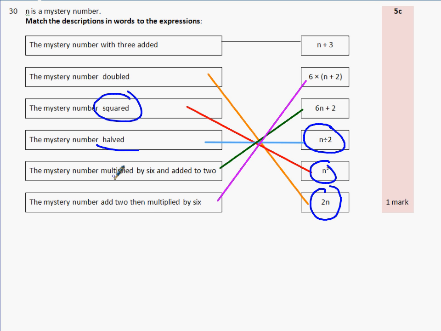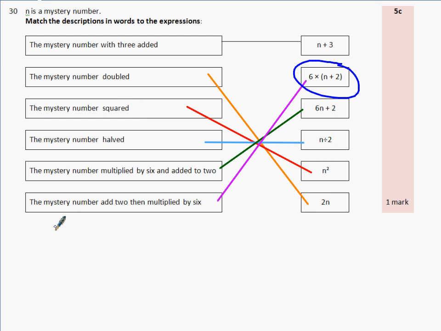The mystery number multiplied by 6 and added to 2. Mystery number, call it n, multiplied by 6 and then add 2. Okay, so that goes with this one. And the reason why it goes with that one and not that one is because it's slightly different. Here, the mystery number has 2 added to it and then is multiplied by 6. So you get that.